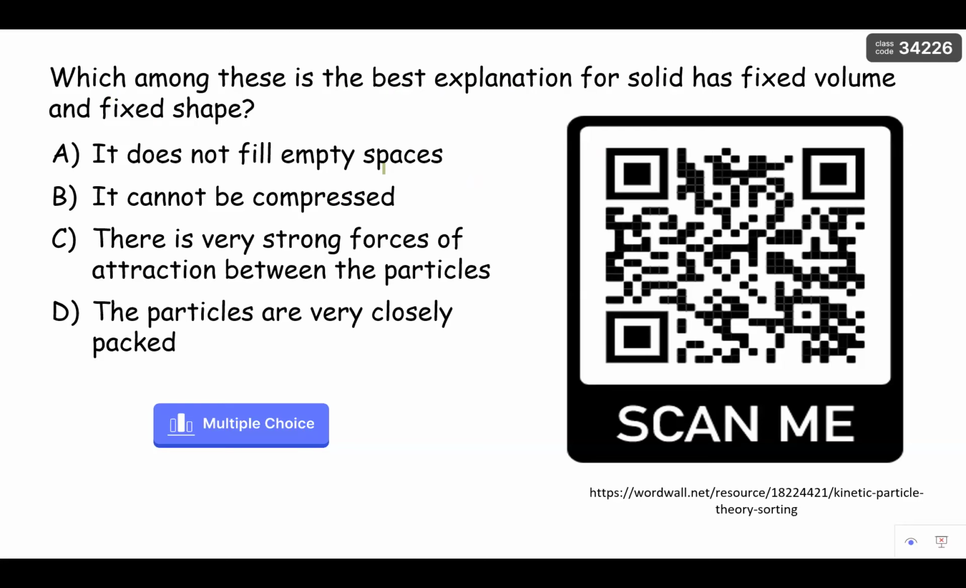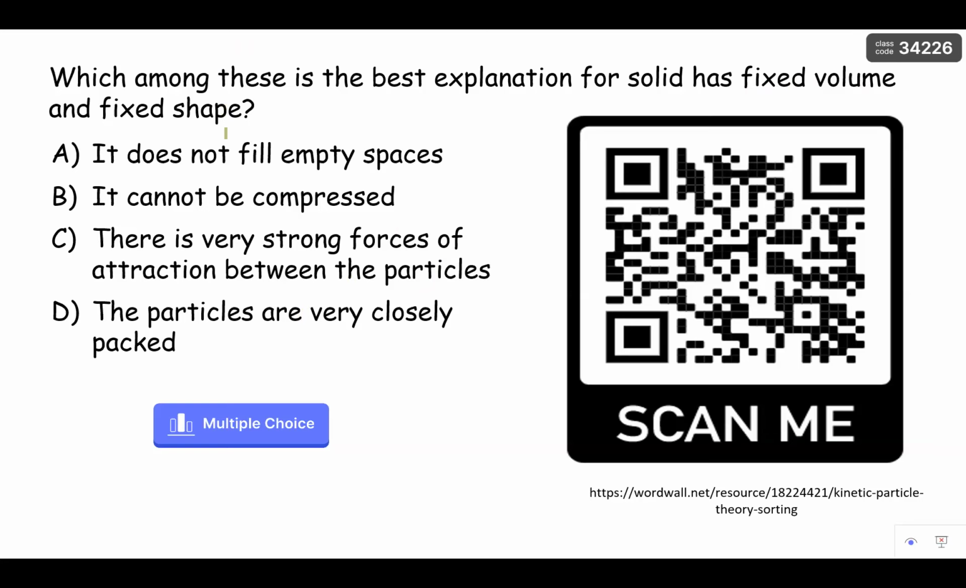So the answer B looks like it's correct, but it doesn't apply. Why does it have a fixed shape? It does not have any empty space, or it cannot be compressed, can only be answered for fixed volume. Closely packed is also for fixed volume. For fixed shape, it is because in a solid, the particles can only vibrate about their fixed position. They don't slide, they don't move freely. The particles are held in fixed position.